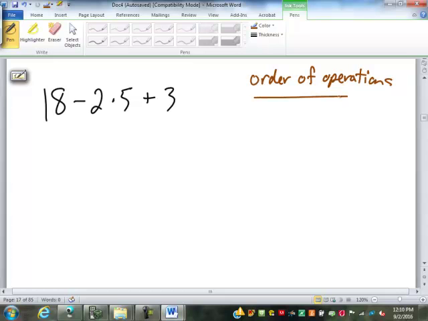Good question. That is 2 times 5. That's the same as the x. We just use the dot for multiplication, just so when you put in x's for variables, it doesn't confuse you more.